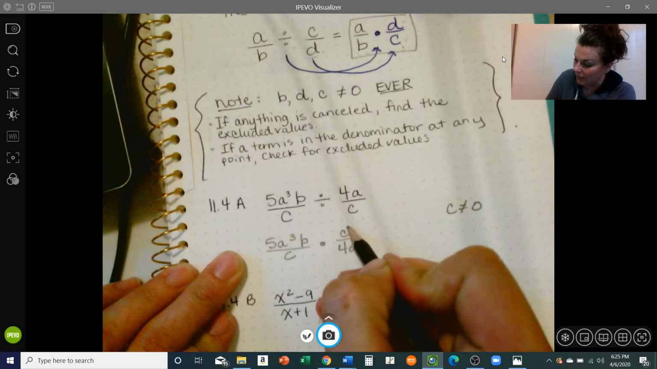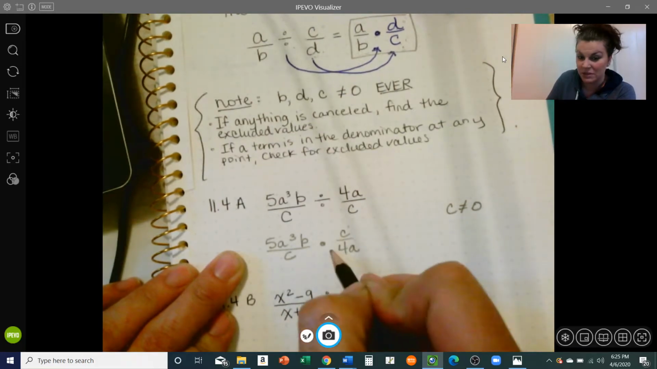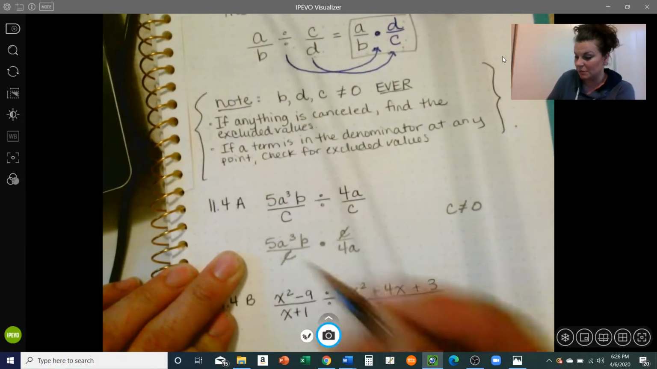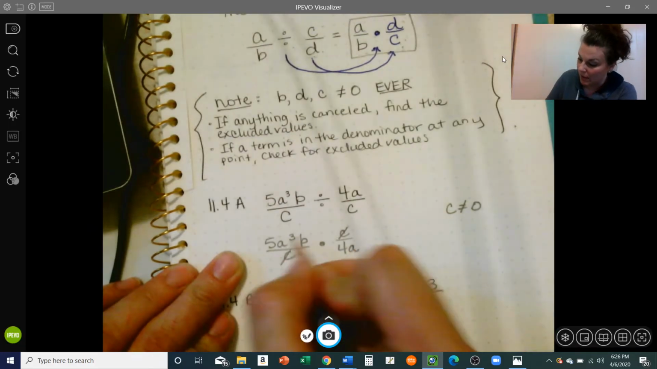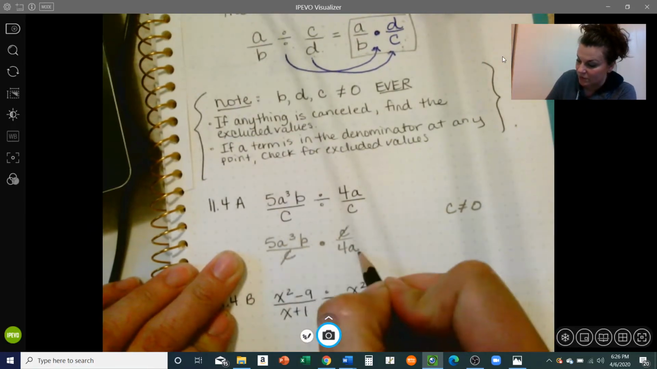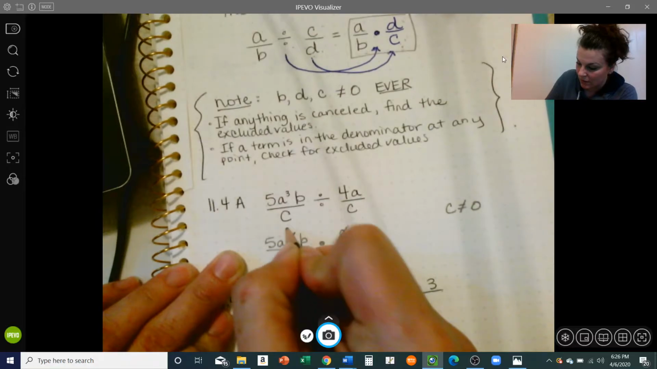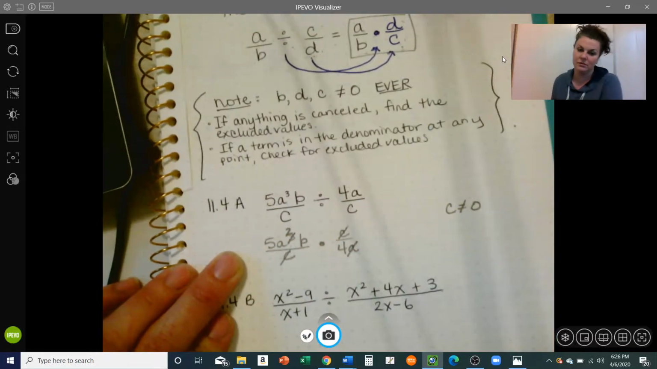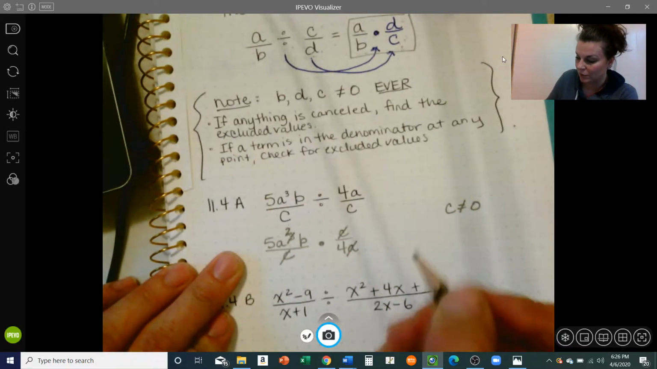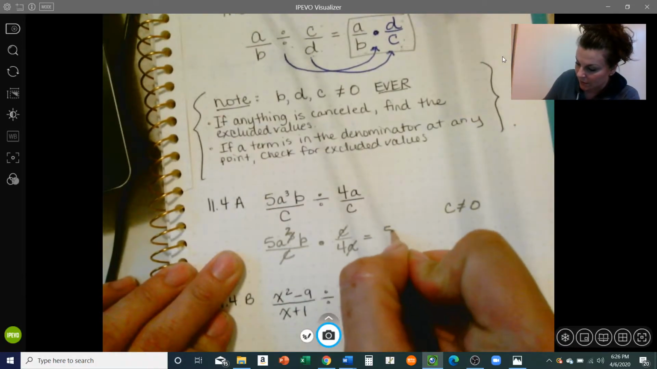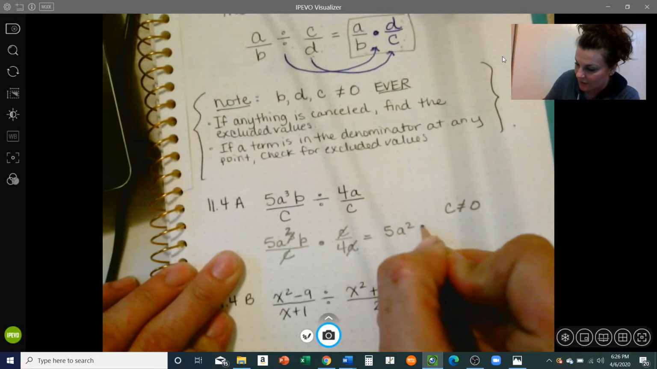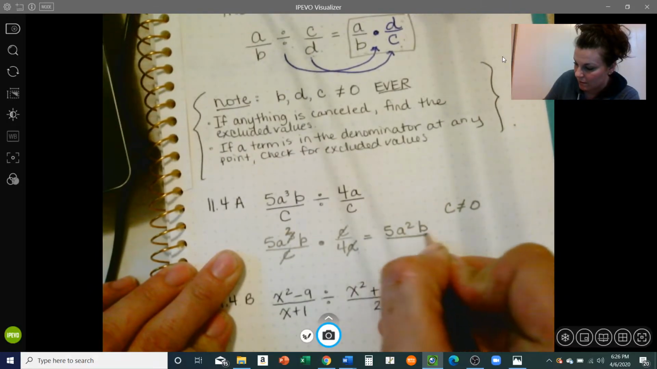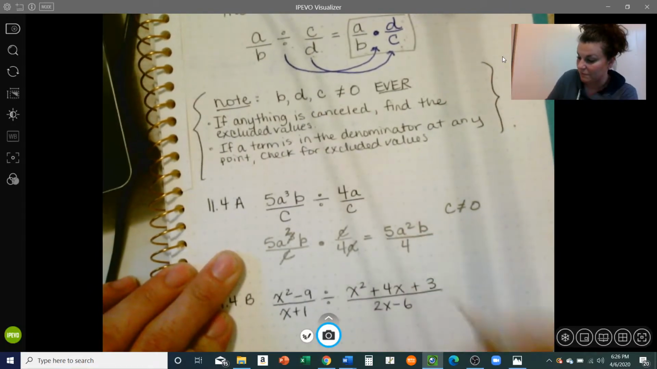Okay, and then I can cancel things, because now I'm just multiplying. So c divided by c is 1, and a cubed divided by a leaves me with a squared, and that a cancels. So I canceled the a over the a. So I'm left with 5a squared b divided by 4.